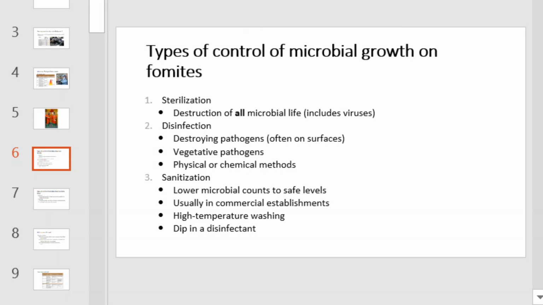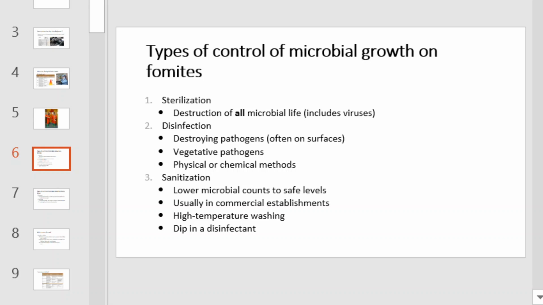Types of control of microbial growth on fomites. To protect yourself from microbial growths on structures that you come in contact with on a daily basis, activities such as sterilization, disinfection, and sanitization can reduce and/or eliminate microbial loads on these structures.